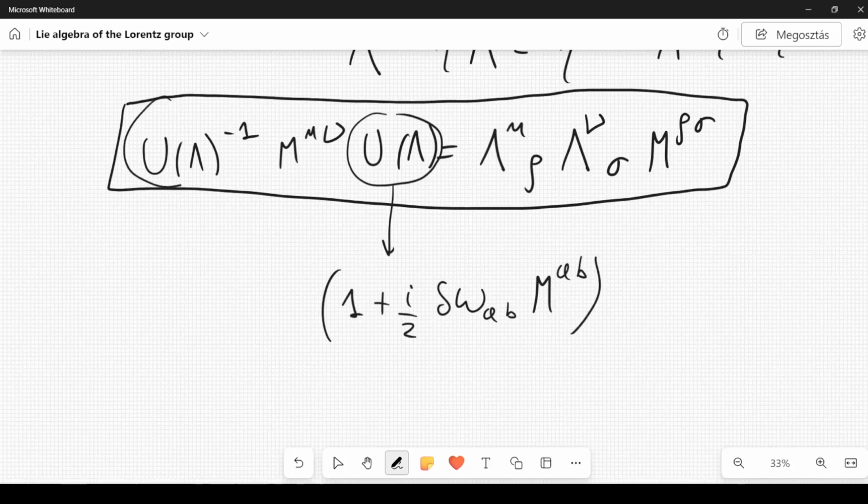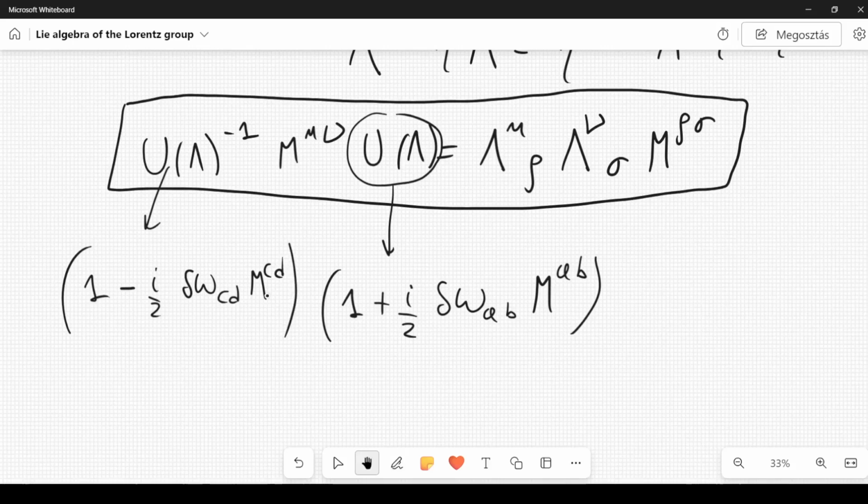And what about U of lambda inverse? Well, it would be the inverse of this expression. And to first order, it would be exactly the same, but with a minus sign here. So 1 minus i over 2 delta omega. In here, in principle, you have to use different indices. For example, you can use CD, M CD, like this.